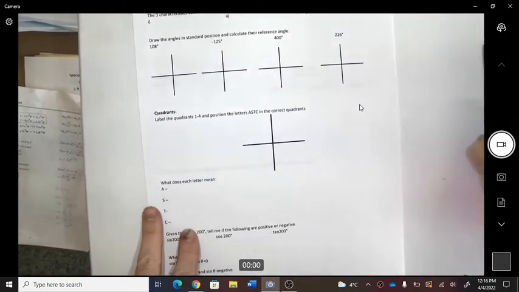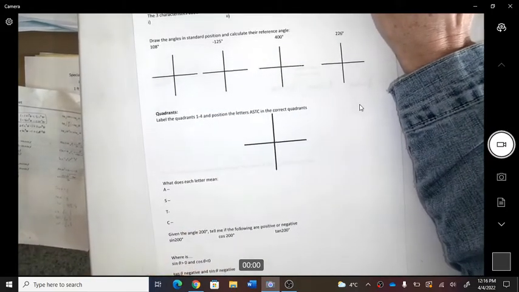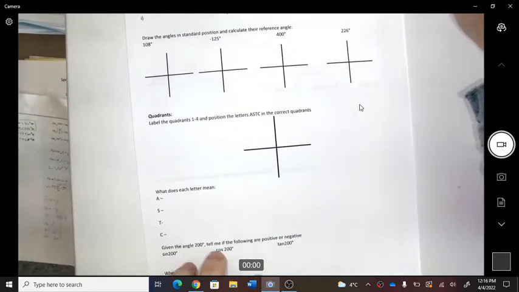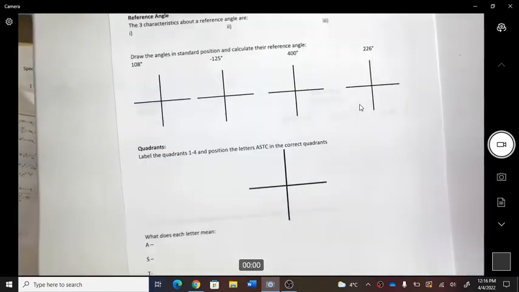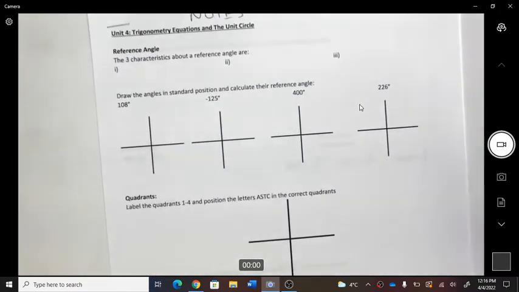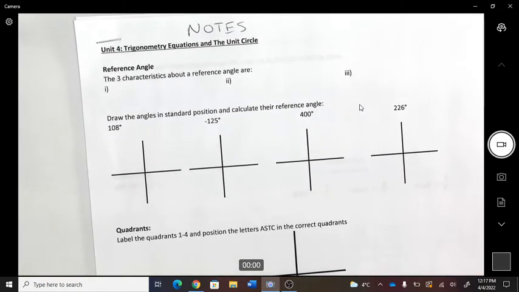Okay, so this is a trig unit where we're going to learn how to do trig in the form of graphing. So not the trig that we did before with triangles. This is going to be trig with equations, so a different kind of trig. So the first topic is, well, what is a reference angle?